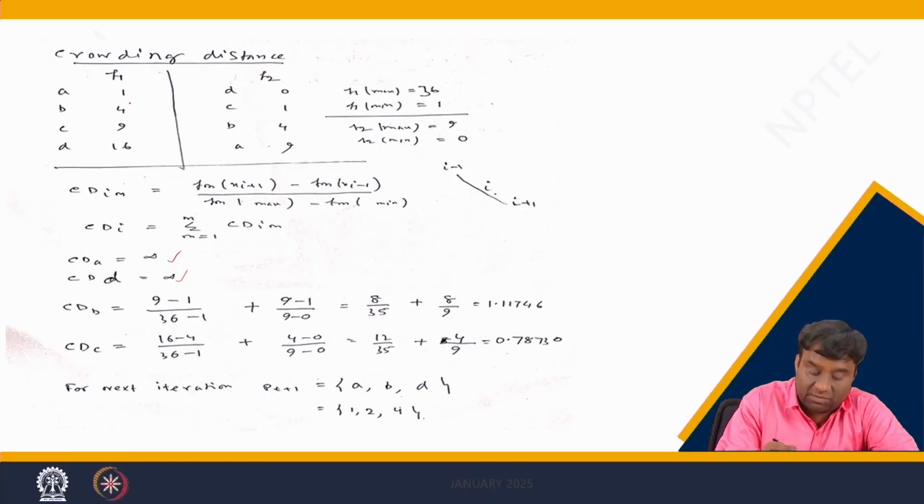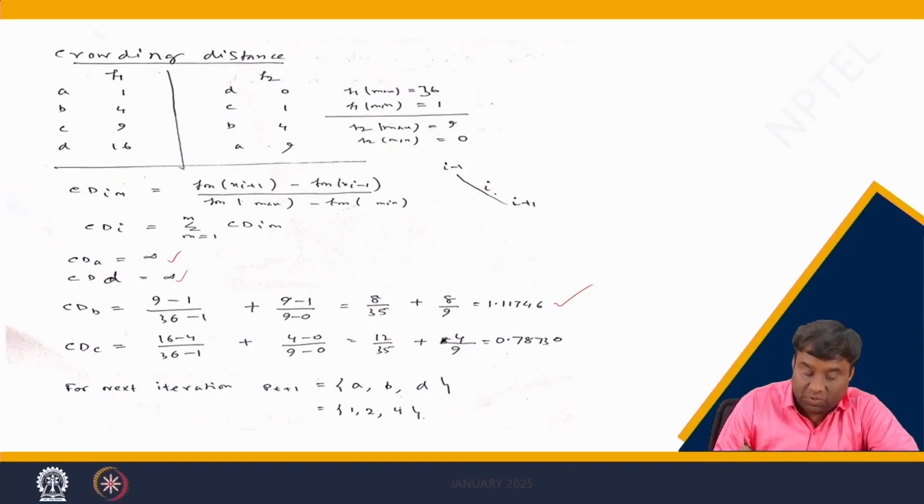Now look, the crowding distance for the point C. C is here, so 16 minus 4 over 36 minus 1, plus 4 minus 0 over 9 minus 0. So again you will get 0.78730. So here the distance is more, so it is a less crowded area. So B will be selected.